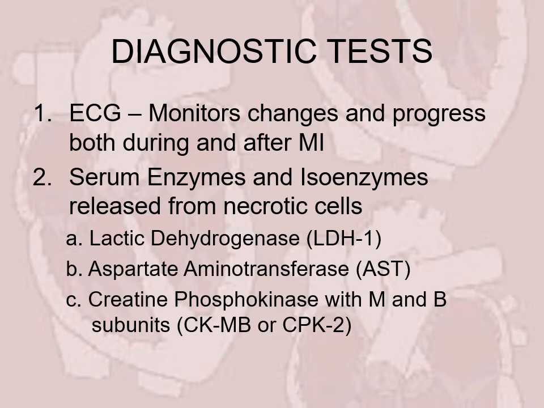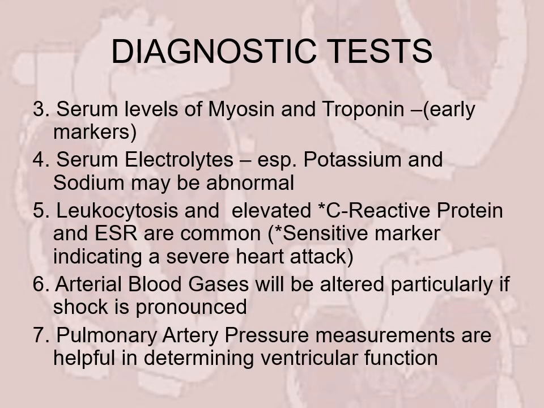Diagnostic tests. ECG monitors changes and progress during and after myocardial infarction. Serum enzymes and isoenzymes are released from necrotic cells: lactic dehydrogenase, LDH1, aspartate aminotransferase, AST, and creatine phosphokinase with M and B subunits, CK-MB or CPK2. These are all enzymes that are released from dead cells. Serum levels of myosin and troponin.